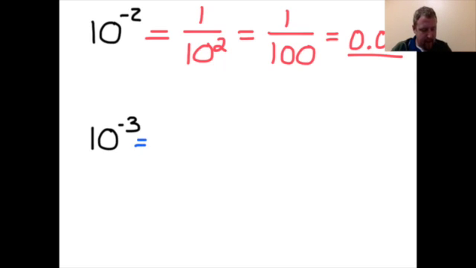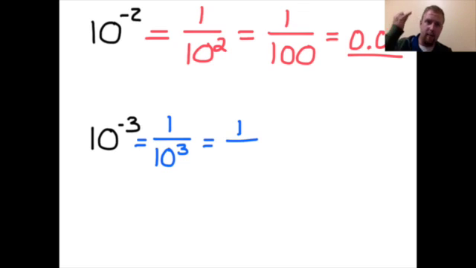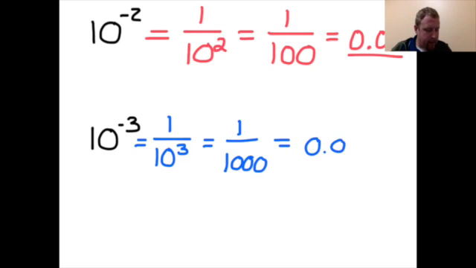Okay? 10 to the negative third. That's really the same thing as 1 over 10 to the third. Notice I'm taking it and moving it into the denominator. That's really the same thing as 1 over 10 times 10 times 10. Well, 10 times 10 is 100. That's 2 tens. Times 10 is 1,000. So this is really 1 over 1,000. If we write that as a decimal, that's 0.001.